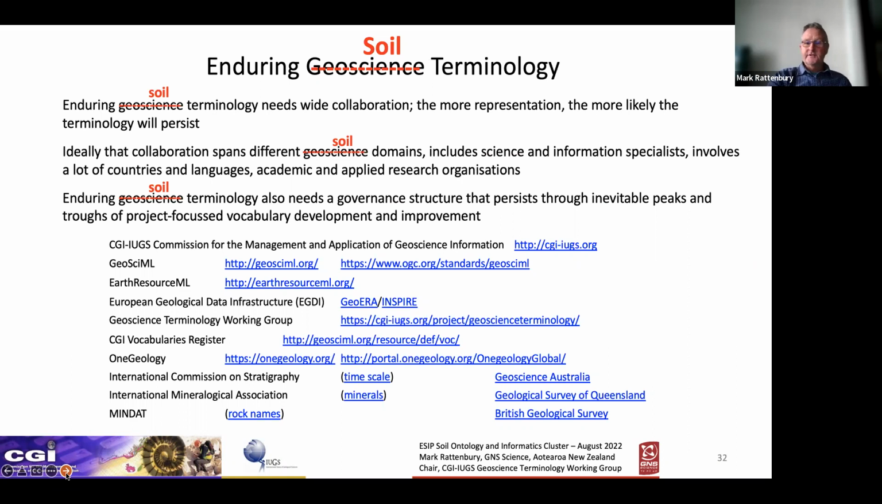And the governance structure. I think Megan alluded to this earlier. It's about having something that's going to persist through those peaks and troughs of productivity. It's great when the projects are running and the money's flowing in, but what happens in those gaps? Who's there to keep those vocabularies on the servers and keep the knowledge around how they operate in a holding pattern until those resources can be brought to bear again? So I'll conclude there. There's a bunch of links to a whole lot of stuff if anybody needs them. Then let's open this up to discussion.